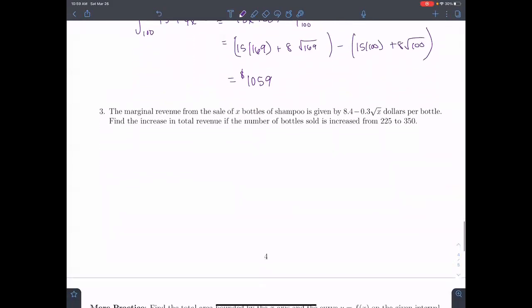Okay, so marginal revenue from a sale of x bottles of shampoo is given by this function. So R prime is equal to 8.4 minus 0.3x to the 1/2. Find the increase in total revenue. So we're finding R. If the bottles sold is increased from 225 to 350. So what we're going to do is the integral from 225 to 350 of R prime. That would give us the increase in R.